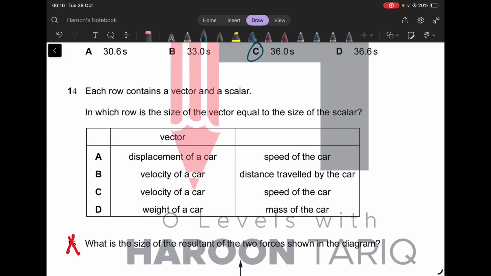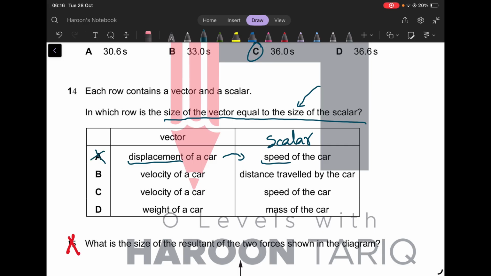Okay. Each row contains a vector and a scalar quantity. In which row is the size of the vector equal to the size of the scalar? So displacement, its comparative scalar should be distance, because displacement is distance in a specific direction. So speed, although this is scalar and displacement is vector, the columns are correct, but they specified equal to the size of the scalar. They won't be equal in magnitude. Size means magnitude. So that is why A is out.